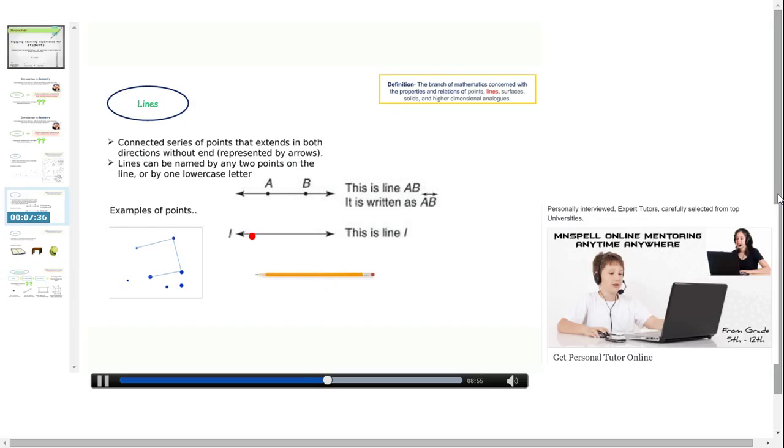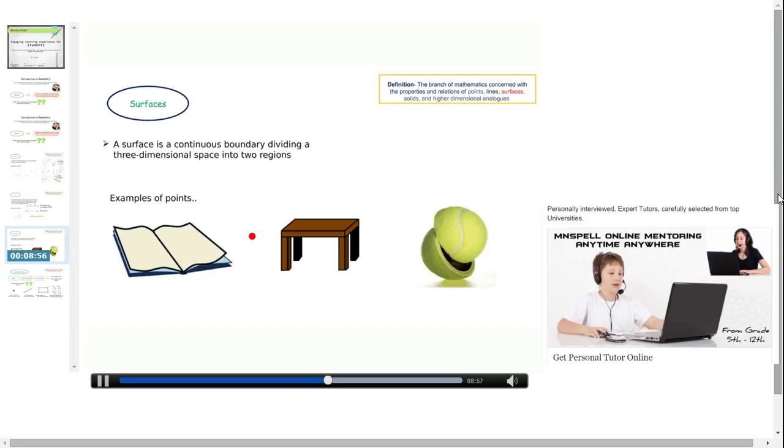See, I told you geometry was easy. Now we come to the third thing. That is a surface. What is a surface? Again, what is a surface? A surface is anything on which these points and lines lie.